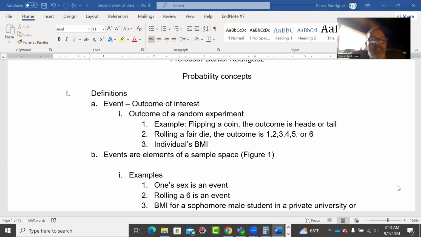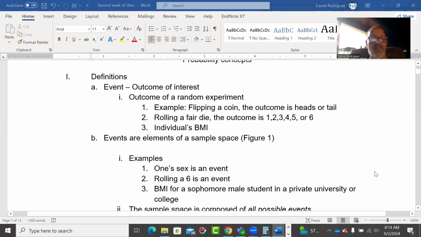Start with an event. An event is some outcome of interest. It is the outcome of a random experiment. For instance, flipping a coin is an experiment. The outcome of the flip can be heads or tails. That's the event. Rolling a fair die. Some people like to say dice these days for one, but it's actually die. The outcome is 1, 2, 3, 4, 5, or 6 on a six-sided die. I know there are different dice for different games. Individual body mass index is another example of an event.